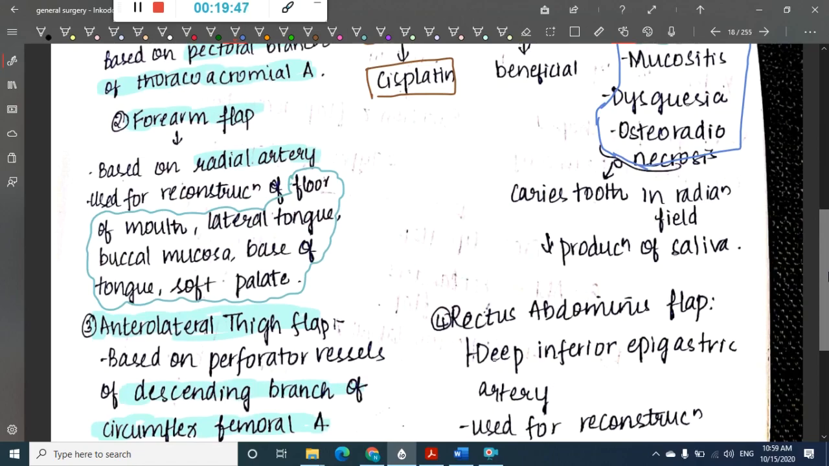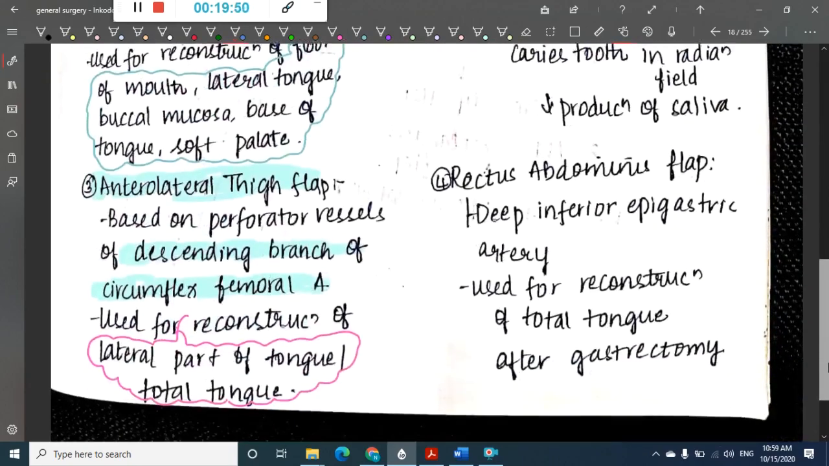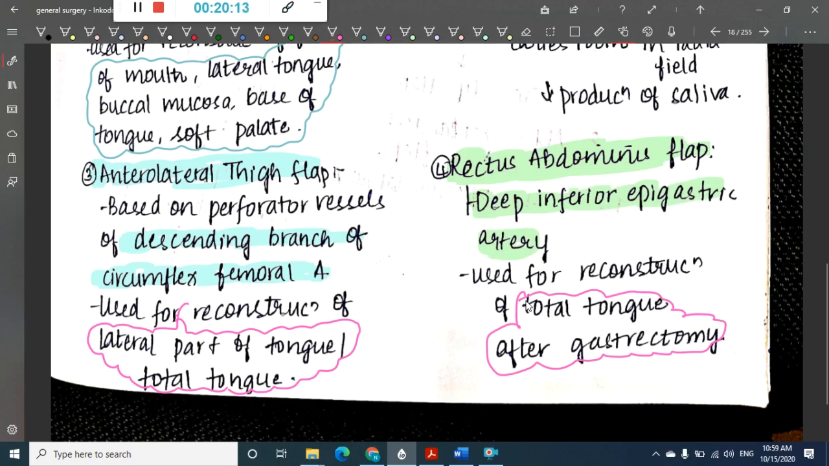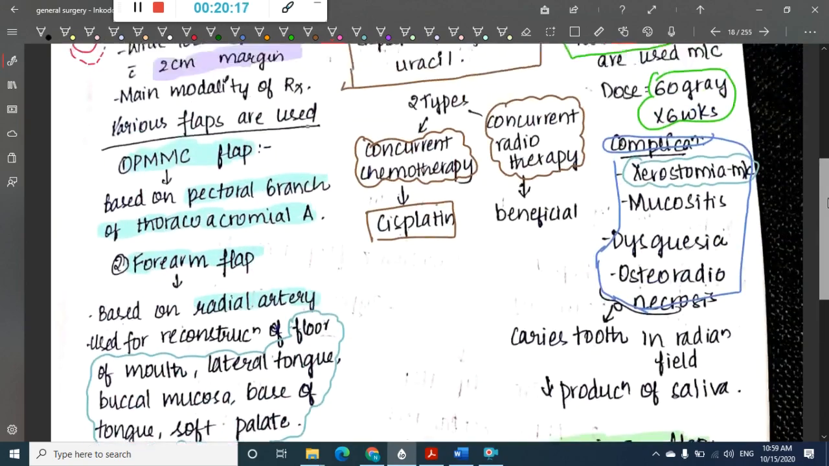Caries tooth will decrease the production of saliva. In surgical reconstruction we have one more flap available, which is called the rectus abdominis flap. This flap is based on the deep inferior epigastric artery, and it can be used to reconstruct the total tongue after gastrectomy.